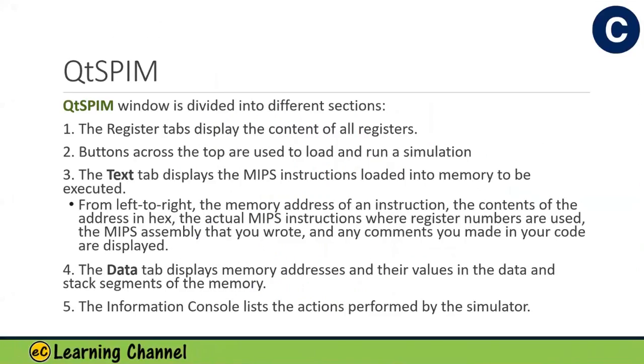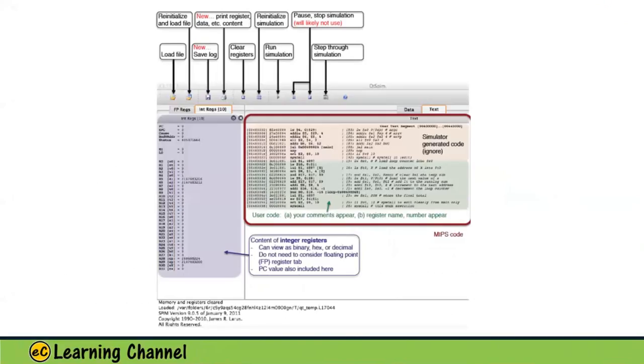The QtSpim window is divided into different sections. And now we know there is a register section, buttons, across the text tab and data. So here you have the whole QtSpim environment. You can load a file from there. You can reinitialize and load a file. You have the save log, so after your execution you can save it. You can clear the register. You can run the simulation. You can step in, step by step.